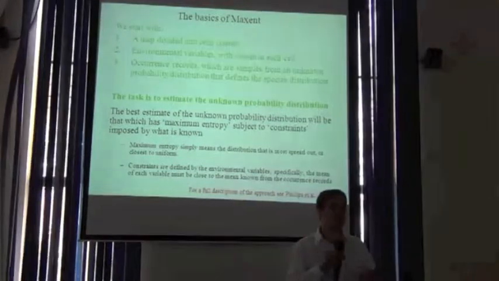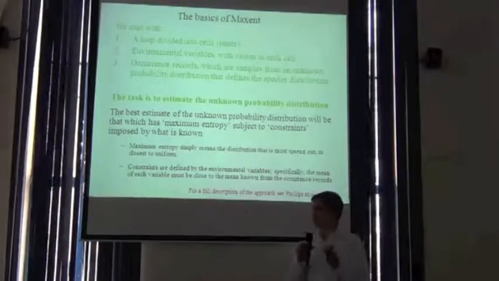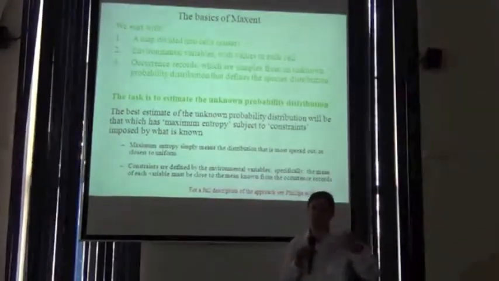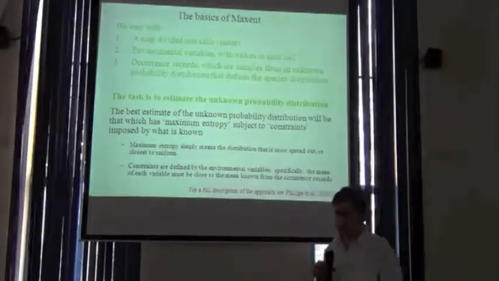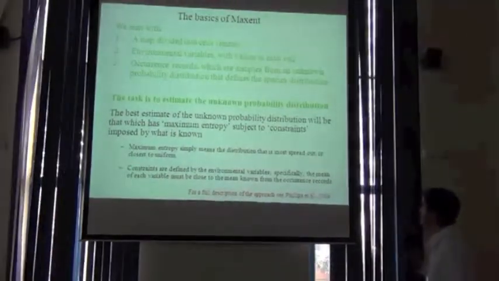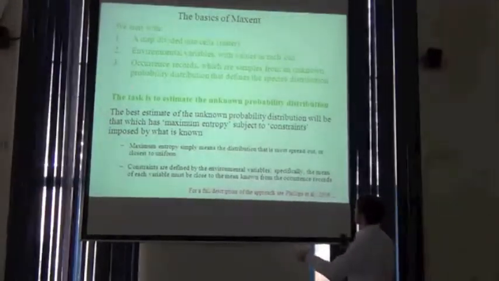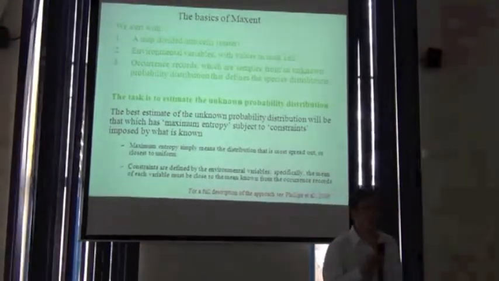Okay. So when we think about using MaxEnt models, a key point is that you are now beginning to actually work with probabilities. Okay, you've been working with a kind of index of suitability with Bioclim, and many of the different models have different interpretations of what the outputs are. One of the good things about MaxEnt is that it can be interpreted really as a probability. So the task in terms of the machine learning approach is to actually estimate that unknown probability.